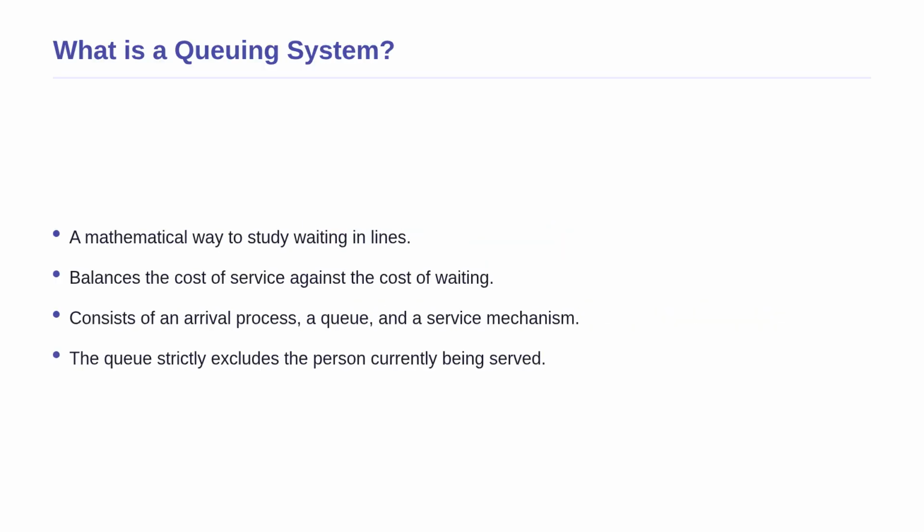Now that we have introduced the topic, let us define what a queuing system actually is. Imagine standing in line at a busy grocery store. You arrive, wait your turn, get served by the cashier, and leave. This everyday experience is a perfect example of a queuing system. It is a mathematical way to study waiting lines. We use queuing theory to balance the cost of providing a service against the cost of making customers wait. A formal queuing system consists of an arrival process, a waiting area or queue, and a service mechanism. The queue strictly excludes the person currently being served.